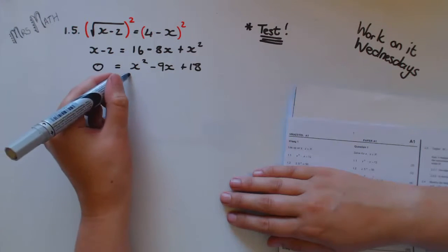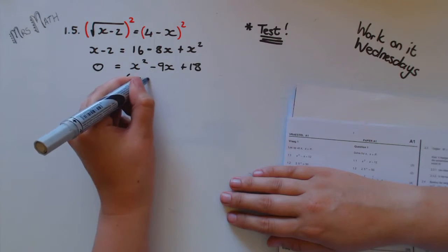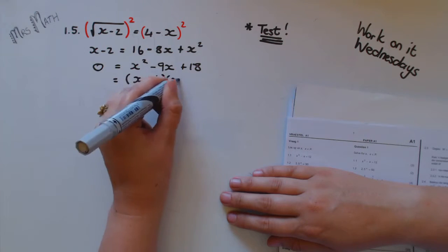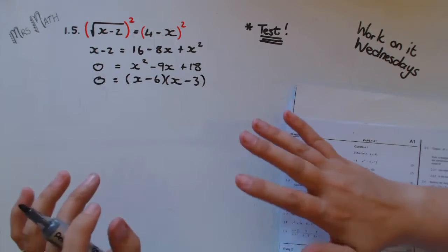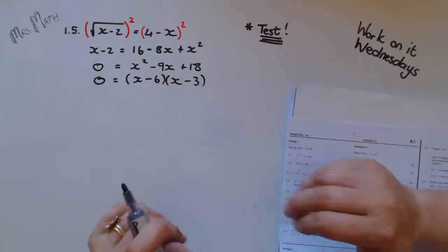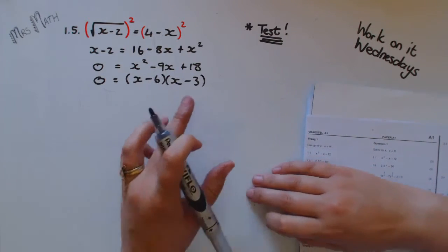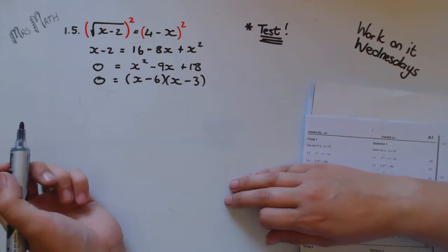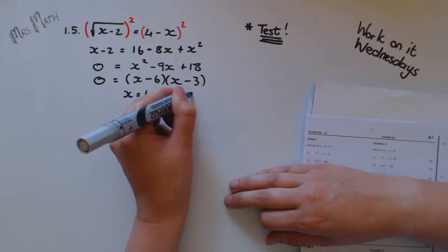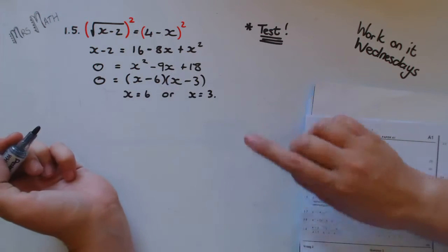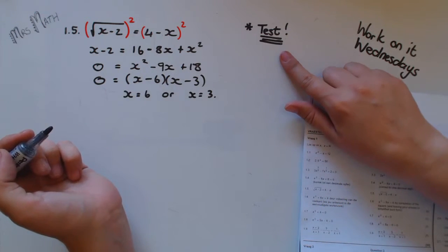Okay, and then you're going to factorize this. And yet again, if you need to just factorize this on your own until you've got this, good, but I'm assuming that you can factorize. Okay, and then I've got x is equal to 6 or x is equal to 3. And then I need to test this answer.